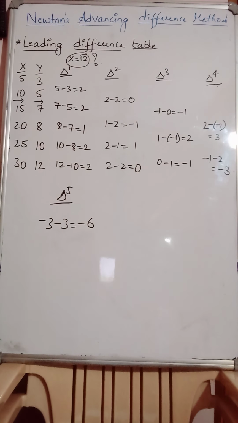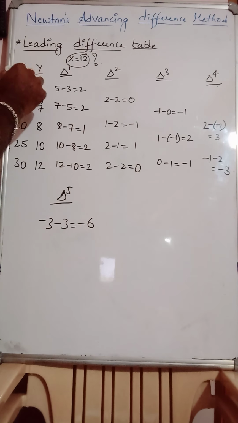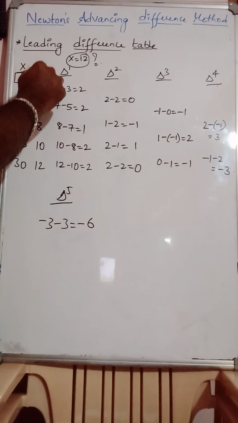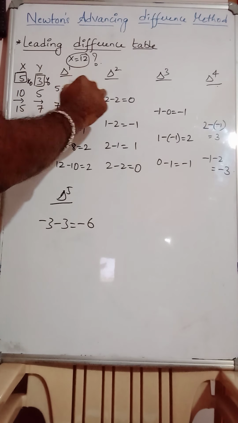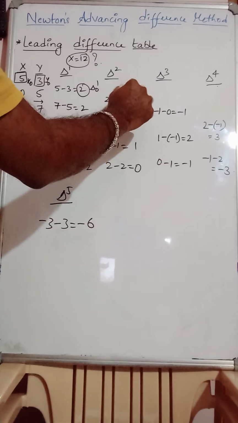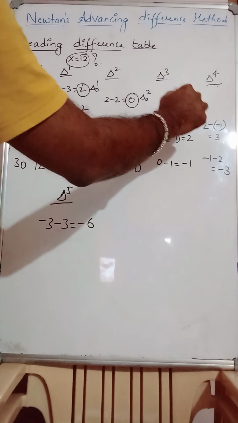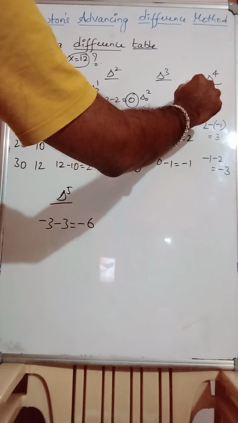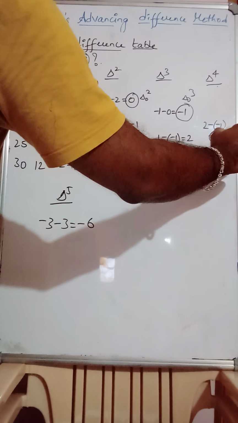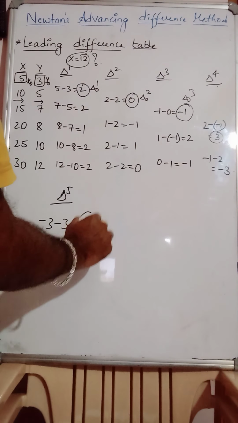Now what we need to consider? This is x naught. This is y naught. This is delta naught 1. This is delta naught 2. This is delta naught 3. This is delta naught 4. This is delta naught 5.